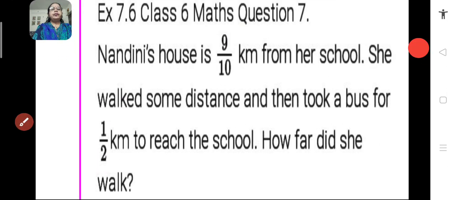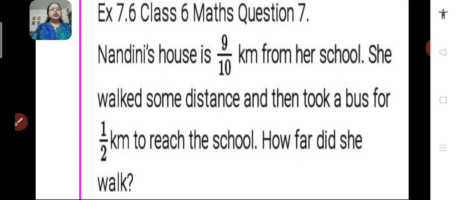Next problem. Problem 7. Nandini's house is 9/10 kilometer from her school. She walked some distance and then took a bus for 1 upon 2 kilometer, that means half kilometer, to reach the school. How far did she walk?